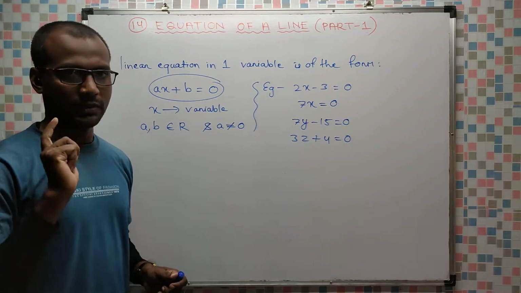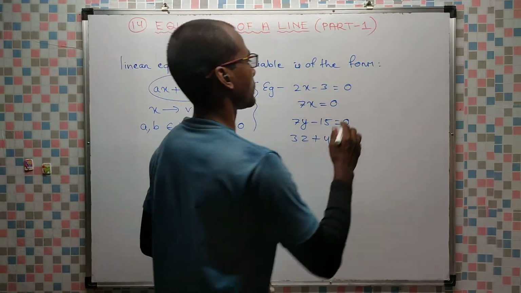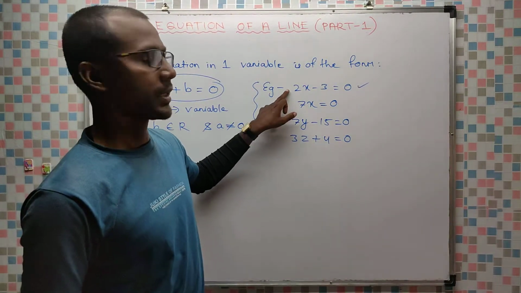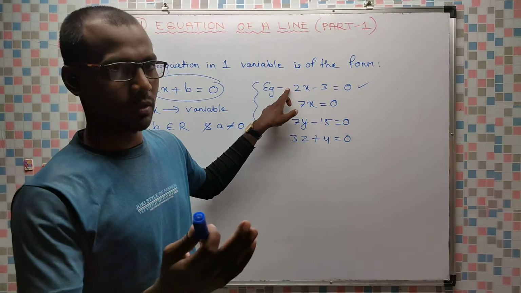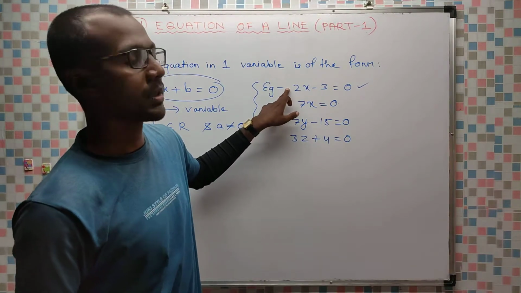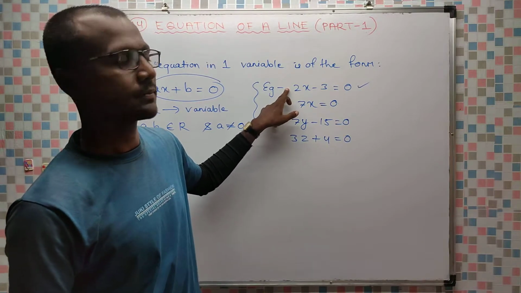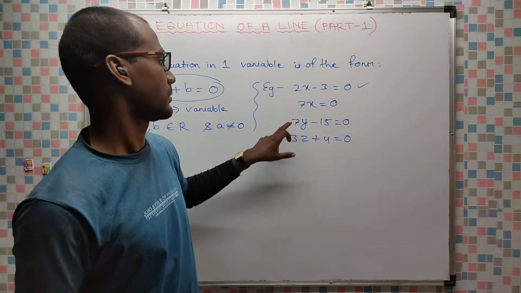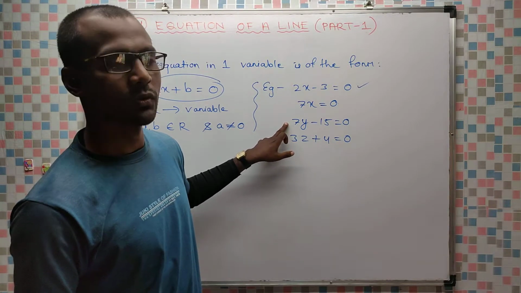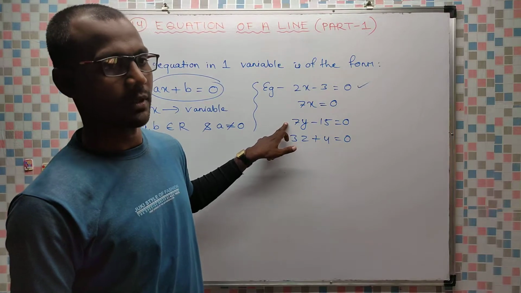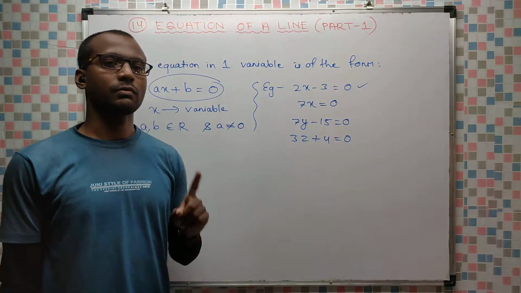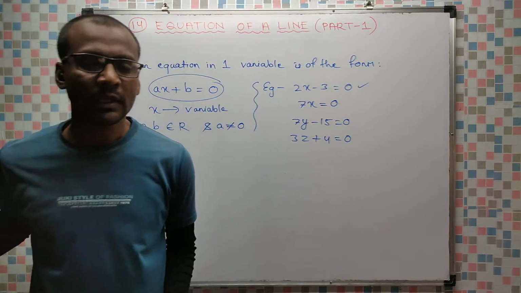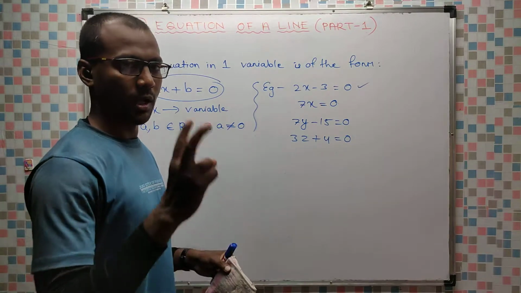And it has only one solution. You know this already. If you solve the equation 2x minus 3 is equal to 0, you will get x is equal to 3 by 2. You know how to solve this, so I am not explaining. If 7x is equal to 0, then x is equal to 0. If 7y minus 15 is equal to 0, then y is equal to 15 by 7. So if you solve a linear equation in one variable, you will get a unique solution, or one solution. Now let us move to linear equation in two variables.